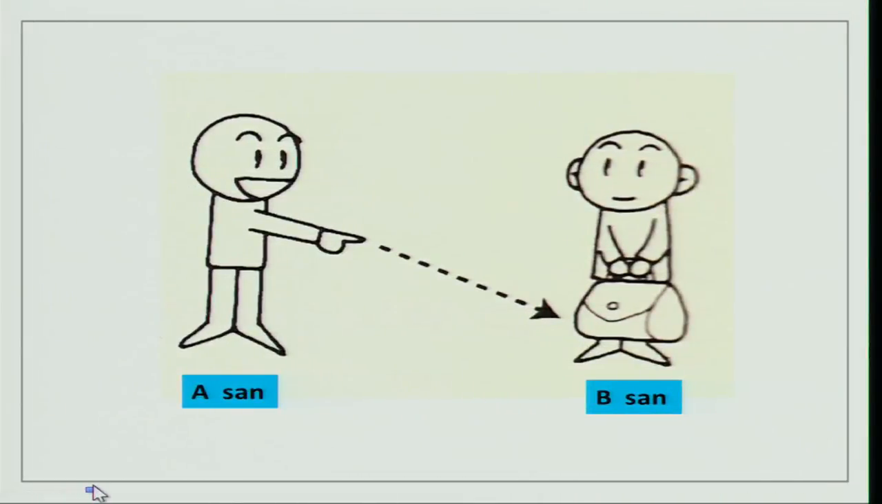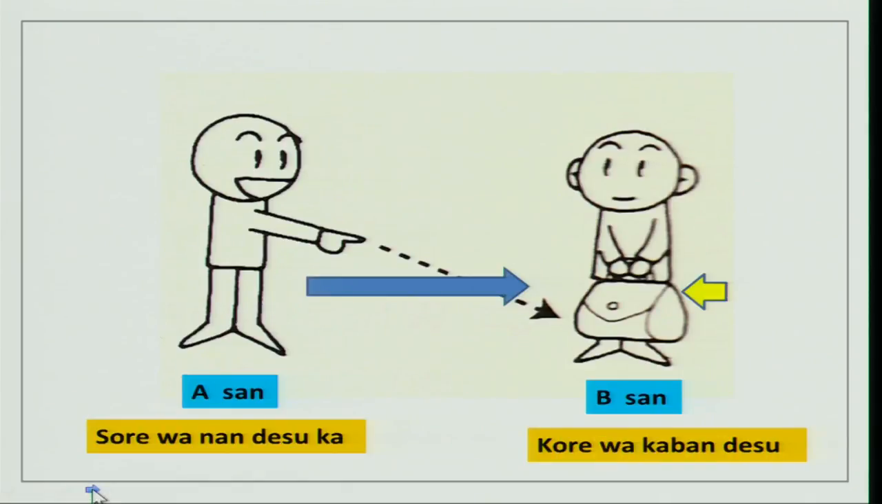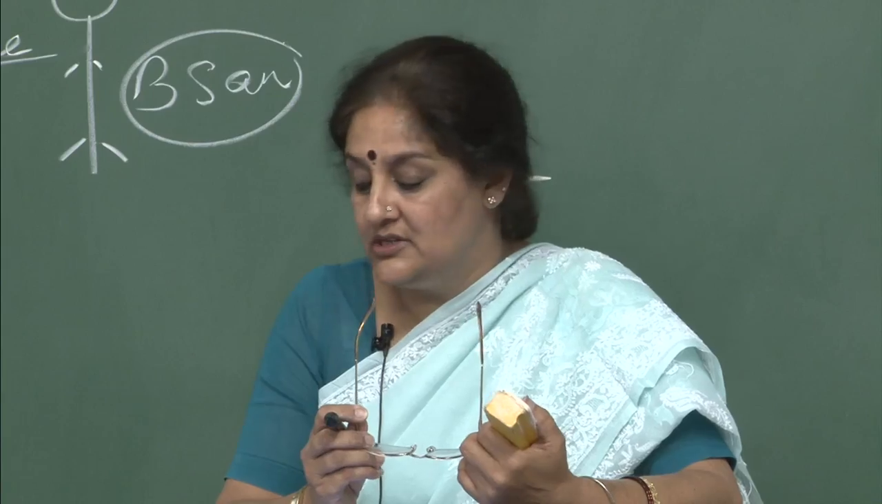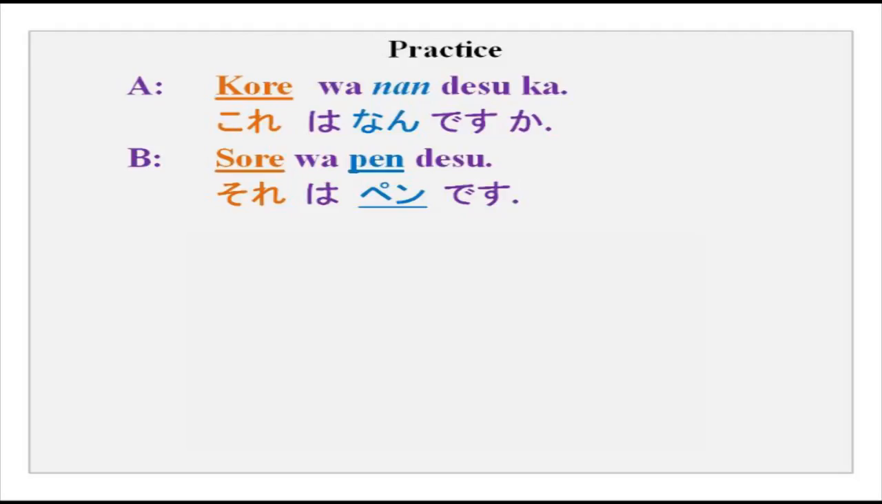We have another example for you. Now A-san again, he is pointing at this bag over here, and what is he saying? Sore wa nan desu ka, because it is far away from him, so sore wa nan desu ka. And what does B-san have to say? Will you try, please? B-san is pointing at this bag and he is saying kore wa kaban desu. So depending on who is saying what, kore and sore will change. Where the object is placed, the person will use kore and sore.